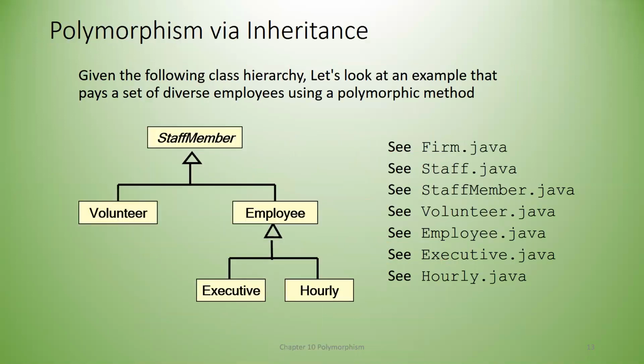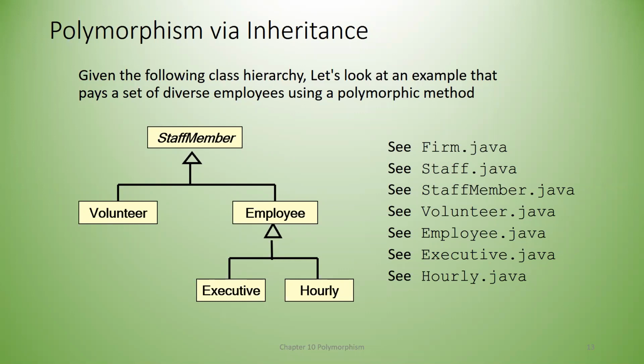Okay. So now let's talk about, I believe this is where we stopped. This is where we start the new class, polymorphism via inheritance. Okay, so we talked about late binding. That is the precursor of this. And so that's the mechanism actually of polymorphism via inheritance and interface. Okay, given the following class hierarchy, let's look at the example.